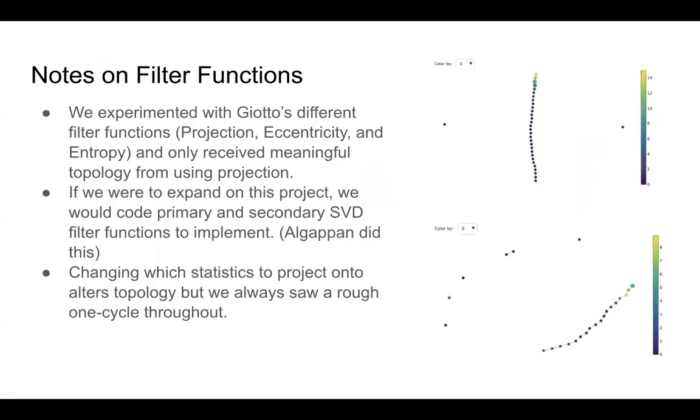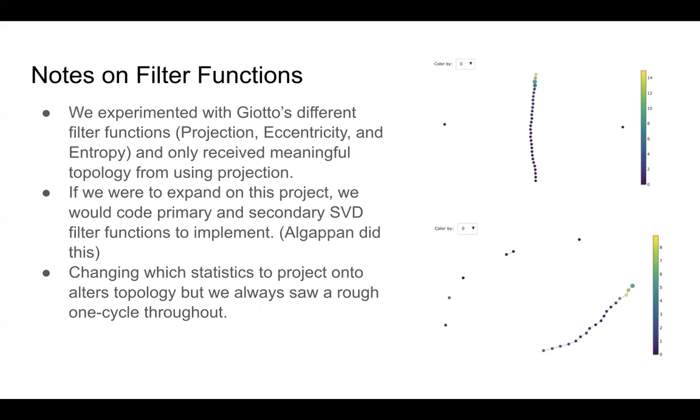So let's talk about filter functions too, grouping good players and bad players. If we look at other filter functions that Giotto gives us, like eccentricity and entropy, you don't really get any meaningful data. You just get these chains where you have a good player and a bad player. There's no value in this topology at all. If we were to expand on this project, we would code our own filter function that takes primary and secondary SVD values. That's exactly what Algopon did. Given the constraints on this project, we didn't have time to do that.